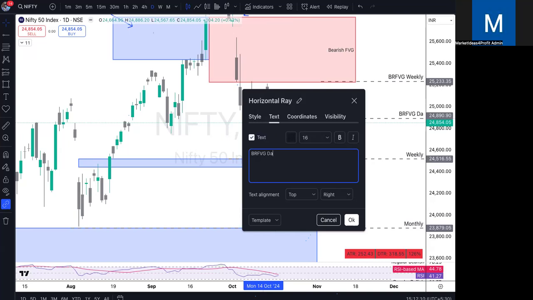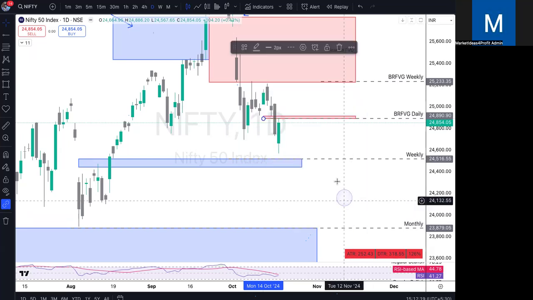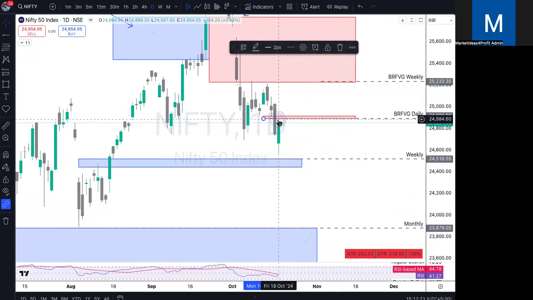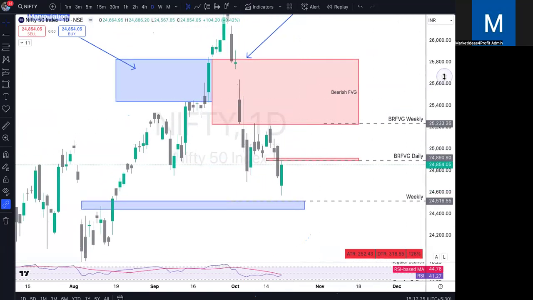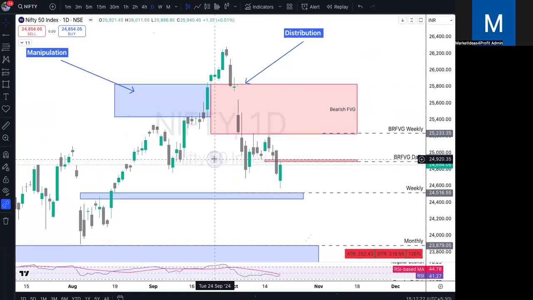This is the BRFVG daily. What I mean by BRFVG is a bearish fair value gap, which is pointing on the bearish side. This is something that we've seen. What else? Did we see anything more on the top here? Yeah, we saw something more on the top here.